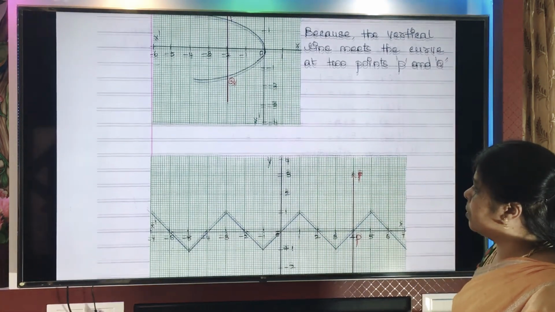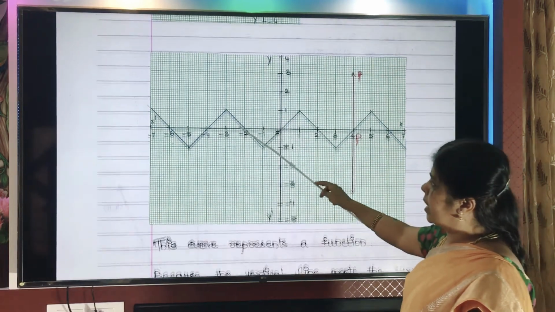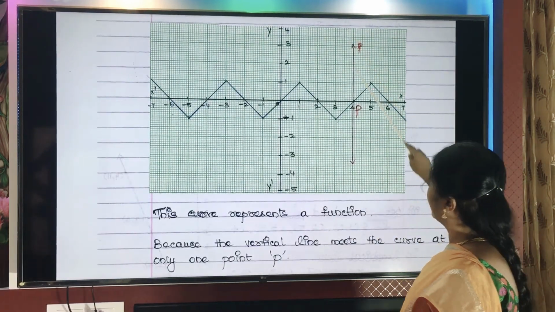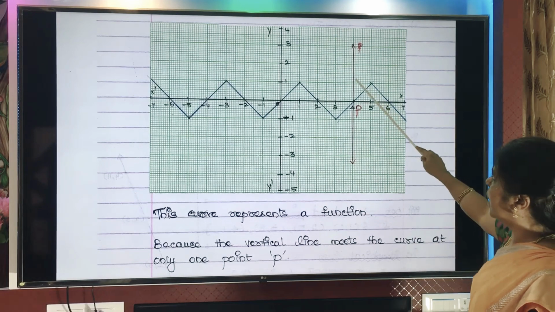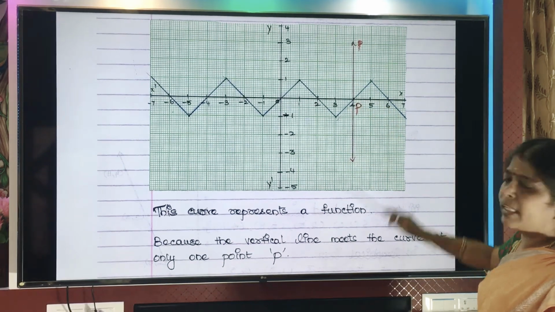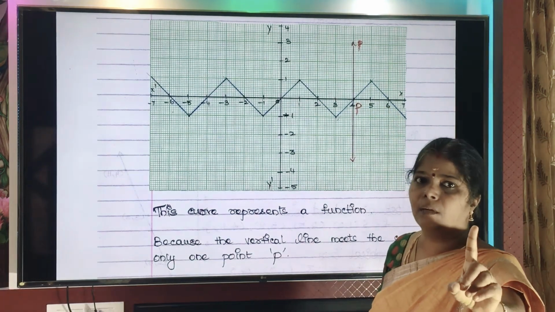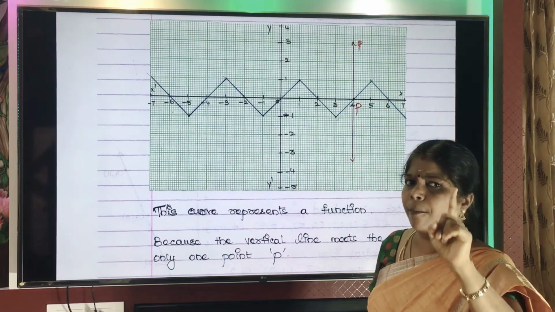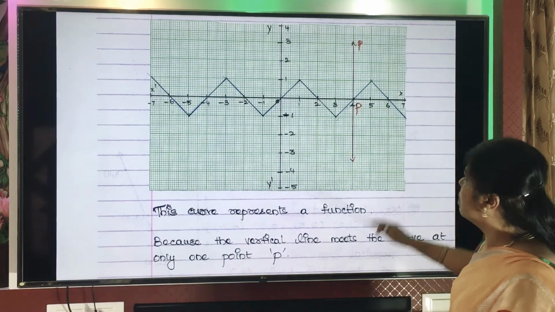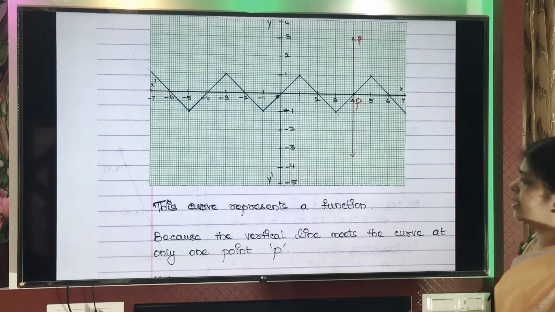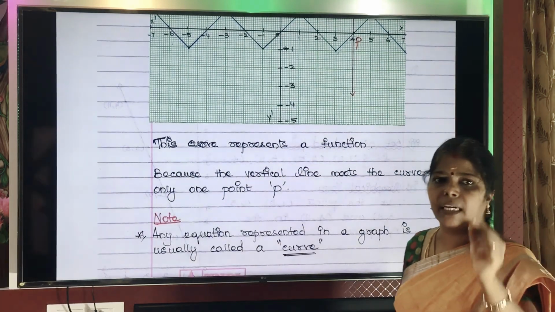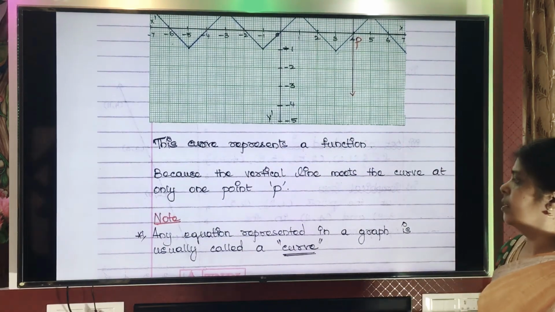Now go to the next one. Blue color is the curve. This is the red color. Can you see this red color vertical line? It is meeting the curve at only 1 point. Only 1 point. It meets at only one point. So this curve will represent a function because it meets at only 1 point.